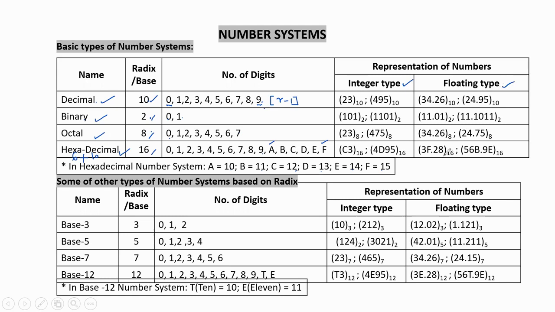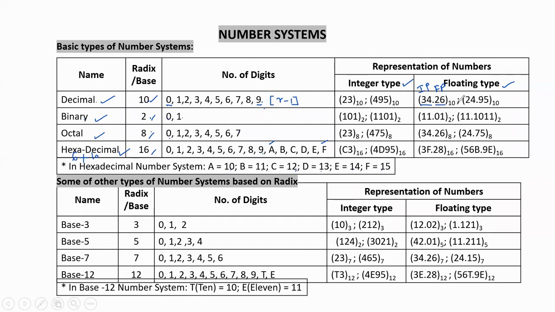Coming to the floating type of numbers, a floating type number is represented with a decimal point. Before the decimal point, we name it the integer part. After the decimal point, we name it the fractional part. Here 34 is the integer part. 0.26, which is after the decimal point, we name the fractional part. The total is called a floating type of number.